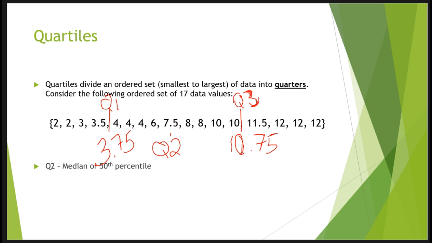The data that is less than Q1 is 25% of the data. The data that is more than Q1 but less than Q2 is 25% of the data. We would say that 25% of the data falls between Q1 and Q2. And then you continue that with the others. Between Q2 and Q3 is 25%. And then above Q3 is also 25% of the data.